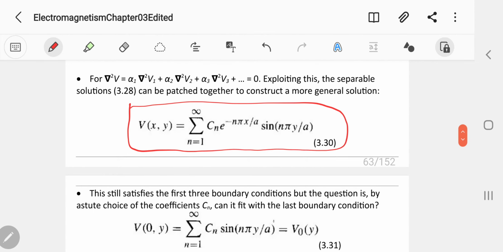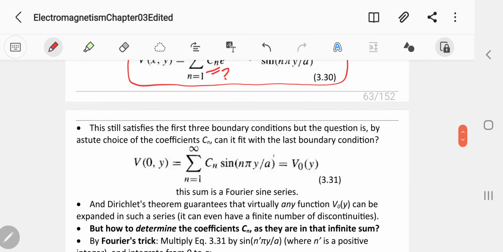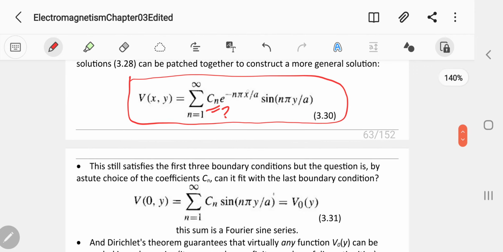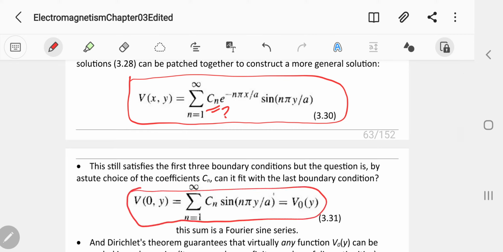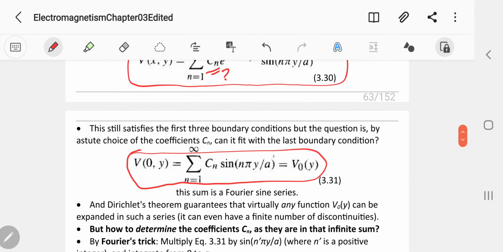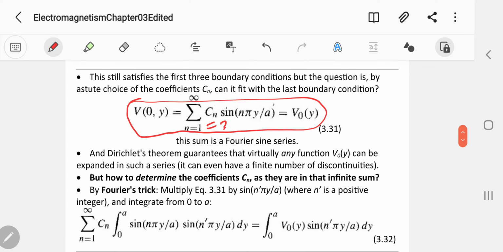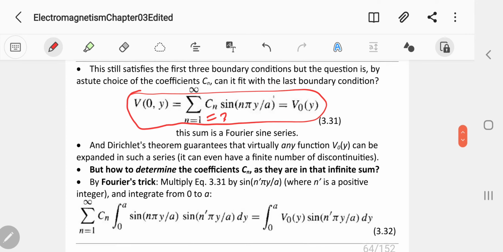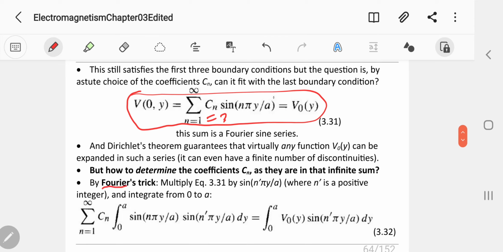How would you find Cn? Of course your V naught of y is equal to, at x equal to 0, so your V naught of y would just be this one here. So how would you find the Cn? You can do it by Fourier's trick. What will you do with Fourier's trick?